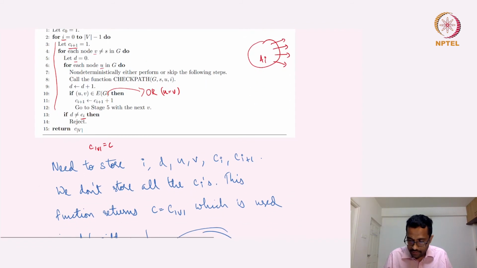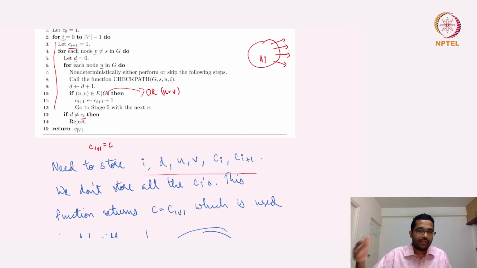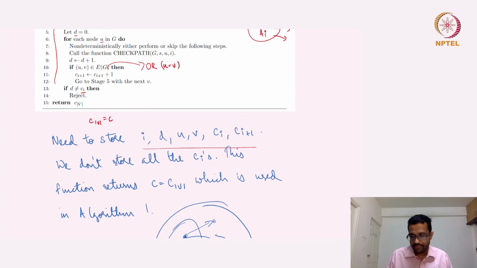So we don't store all the Ci's together. We only need the previous value and the current running value. And each one of these numbers is either a vertex or a count that is no more than n. So each one of them requires only order log n space, right? So finally the function returns Cv. If it has not rejected, it will correctly compute Cv.